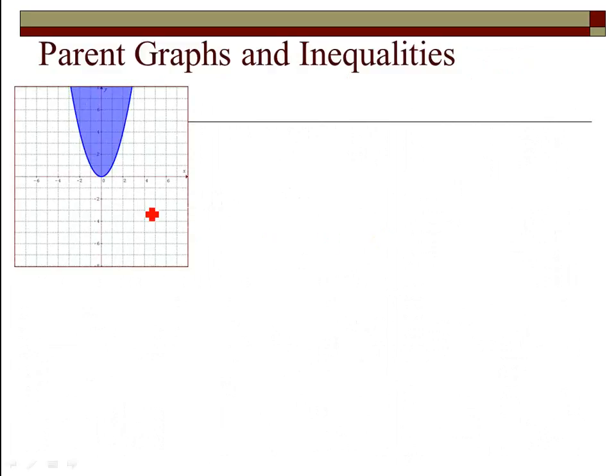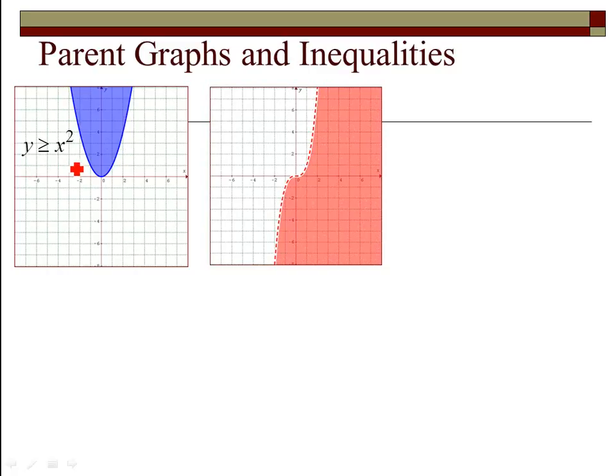So we can see that the parent graph of this one is a parabola. You can see that nice shape. So I know this is y equals x squared. It's solid, so I'm going to have equals. Now, whether it's a greater than or less than, you look at, is it shaded above the graph or below it? Less than would be below it, down in this area. Greater than is above it. Think rain coming from above, it would fill this parabola. So this is an example of y is greater than or equal to x squared.